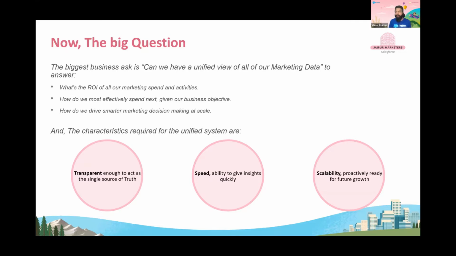And then when we talk about a unified system, what are the characteristics required for that unified or single source of truth system? First is transparency. The system should be transparent enough to act as a single source of truth. If you are collecting all the data from across channels in one system, the system should be transparent enough so that we can consider whatever is in this system as a source of truth. Second is speed. Nobody has time to take decisions.